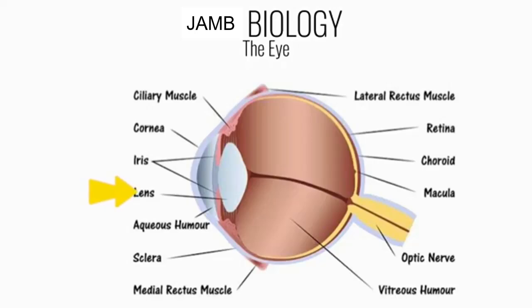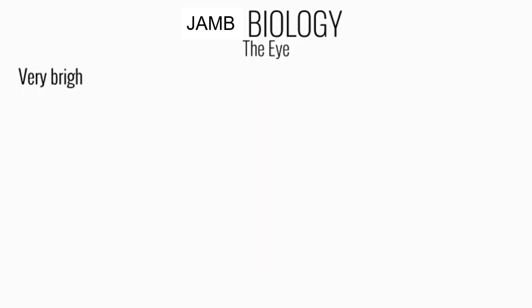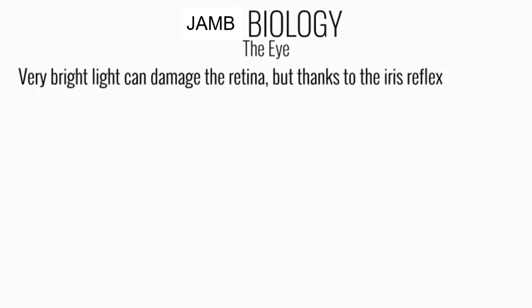Here is the lens, which focuses the light onto the retina. So the shape of the lens is controlled by the ciliary muscles and suspensory ligaments. And then lastly, over here is the optic nerve, which carries impulses from sensory receptors in the retina and then down to the brain.